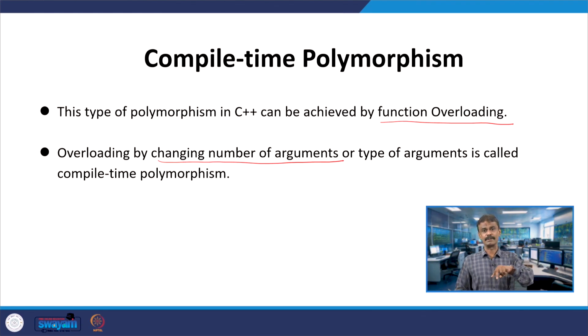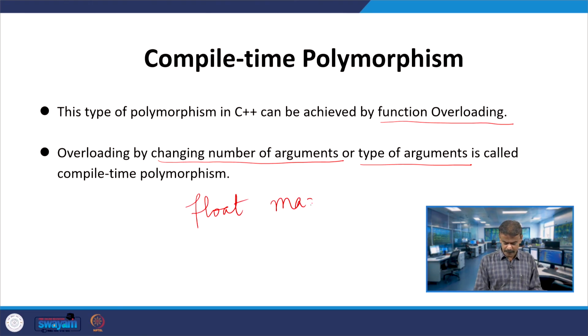Or another example: in one case I use the maximum of 2 integers, in another the maximum of 2 characters. That means I am changing the type of arguments. Either the number of arguments or the type of arguments, you have to be very careful. You cannot use the same type of arguments and say only the return type is different. For example, you write float as the return type and then max 1 of int a comma int b. This is one function.